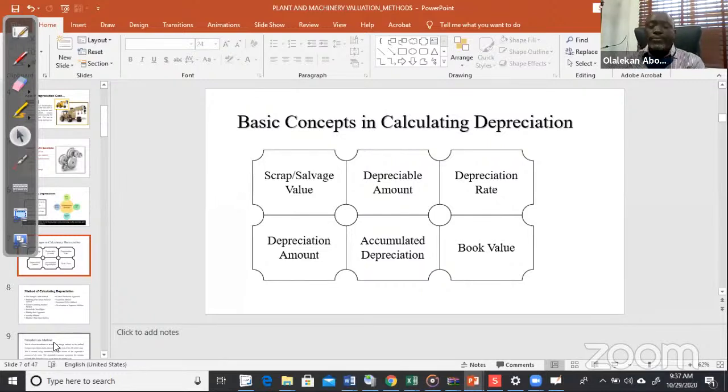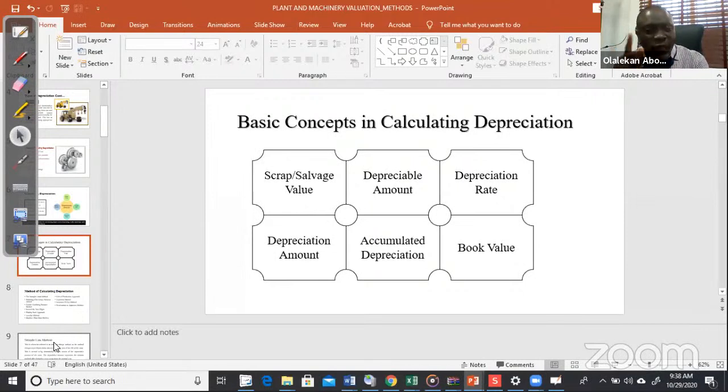So now, for purpose of depreciation, we are therefore saying that the entire cost of an asset cannot completely be lost because of usage, because there will still be what? A leftover, which is what I call residual value or terminal value in the form of what? Scrap value or salvage value. Now, what therefore is depreciable amount? Depreciable amount is the proportion of the cost of an asset that has to be written off or that can be written off with depreciation.